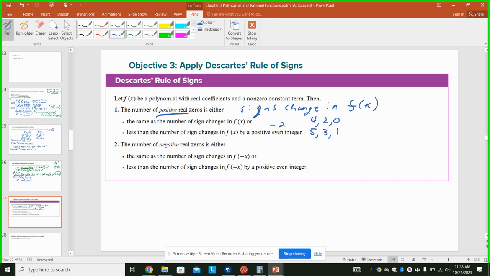Same concept with the negatives. This time I want to plug in f of negative x. So after I put in negative x, I'm going to count the sign changes again, the signs change in f of negative x. And it does the same thing. It decreases by positive even integers, so I'm going to go down by 2. So same concept. If it's 4 sign changes, then it's 2. And that would represent your negative real zeros. So that's basically the gist of all that. You can write it word for word, or you can write what's in blue and highlight it and underline the key stuff there.